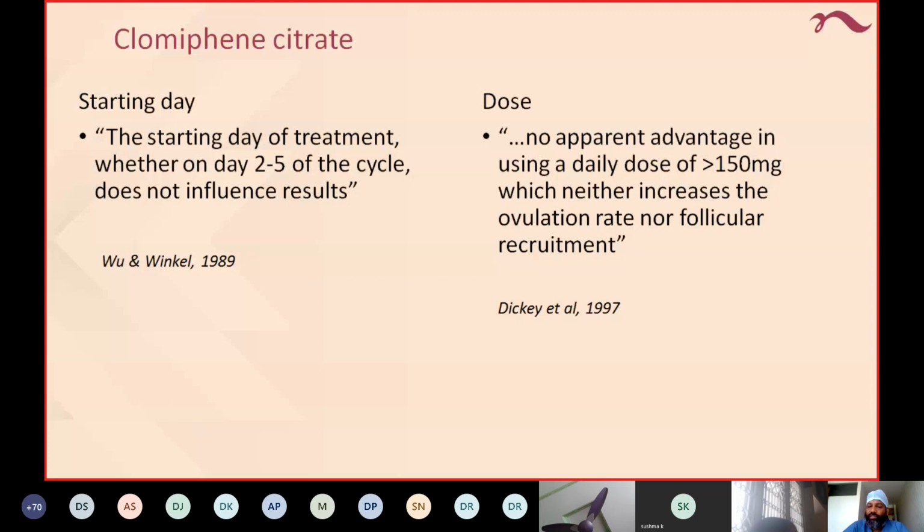There is no apparent advantage in using a daily dose of more than 150 milligram. Please remember this. I've seen people giving 200 milligram, 300 milligram, which is not going to help. It will just increase the cost to the patient, and it will be harmful to the body. So more than 150 milligram, you don't need it.